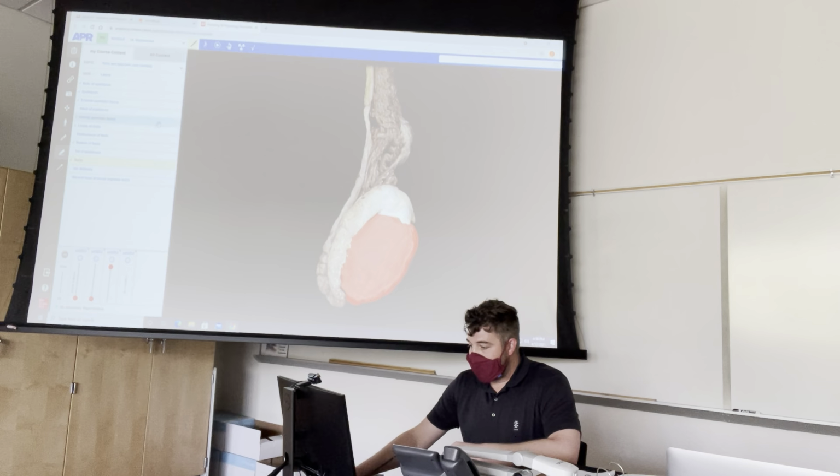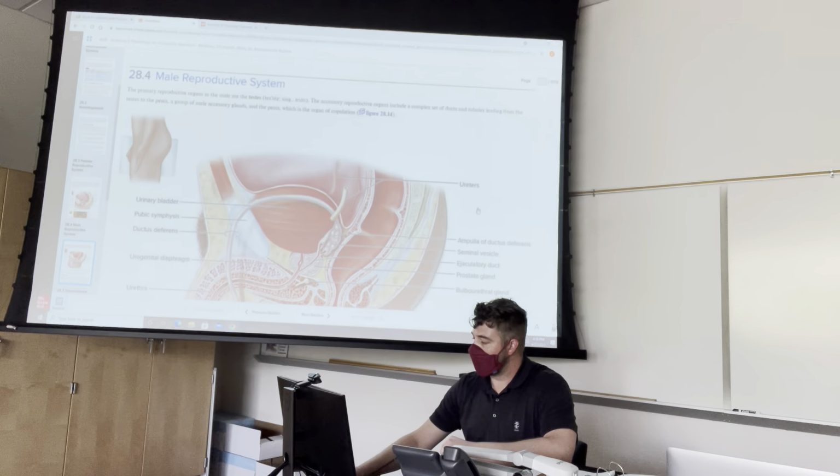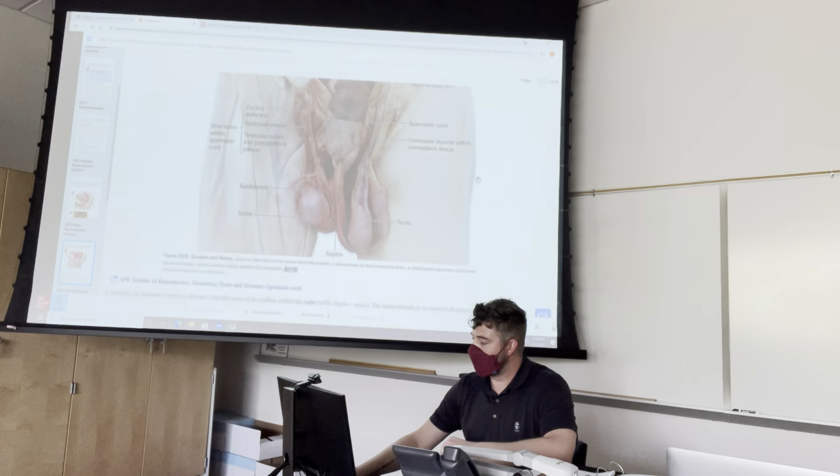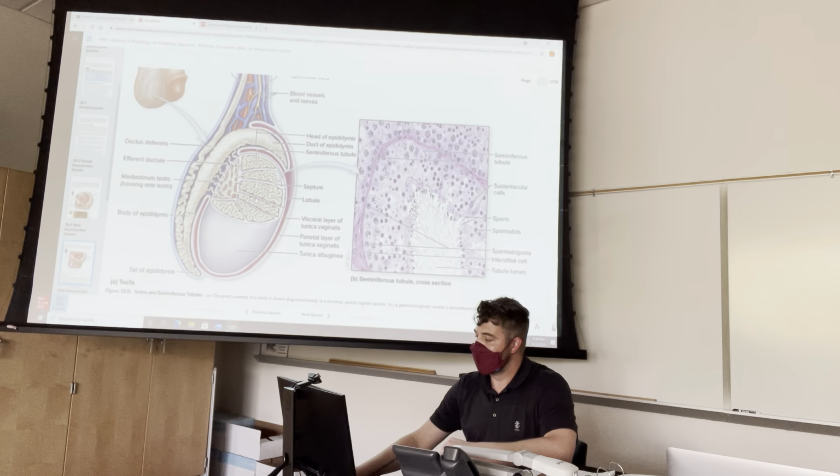If we look inside of the testicle, it's divided into these different lobules. So you have these lobules, the septum dividing the testicle. We're actually going to go to 28.4 and scroll down to figure 28.16. So in figure 28.16, you can see again we have the testicle inside of the scrotum. Within the testicle, it's not just this hollow tube, it's divided into all of these partitions. It's divided into these lobules by the septum. And inside of those lobules are what's called the seminiferous tubules.